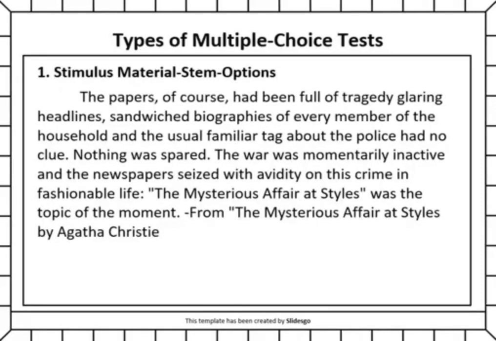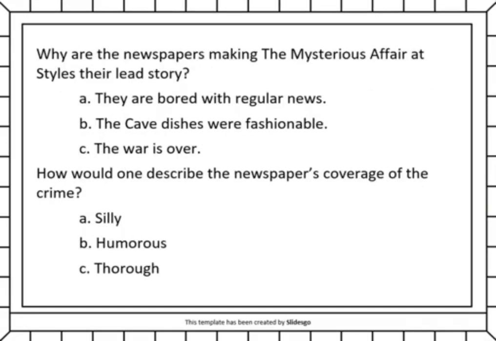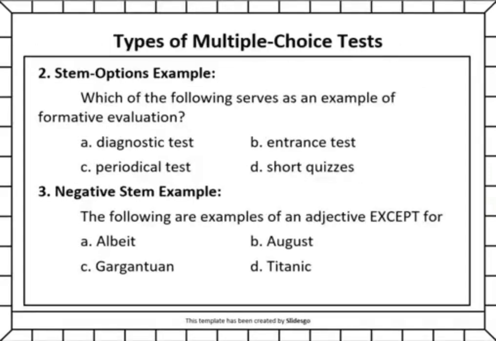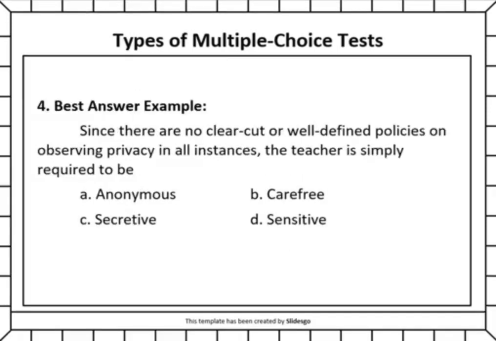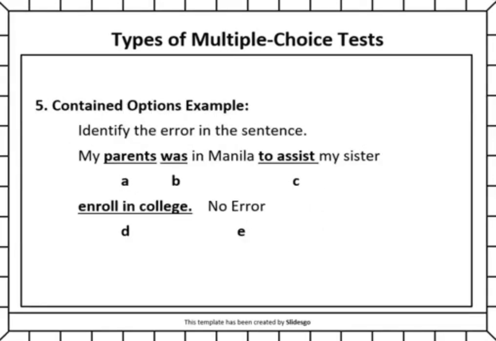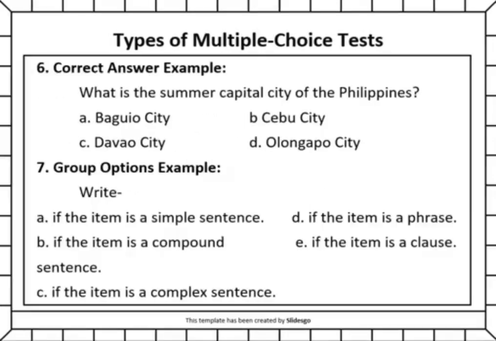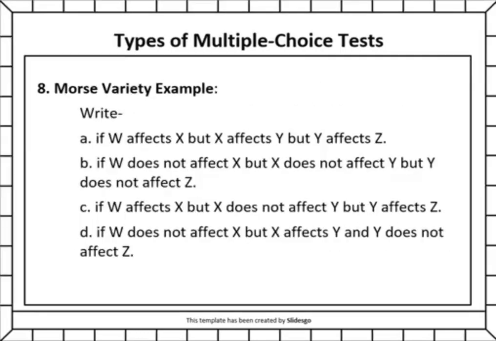Here are the types of multiple choice tests. The stimulus material, STEM options, STEM option example, negative STEM example, best answer example, contained options example, correct answer example, grouped options example, and of course the morse variety example.